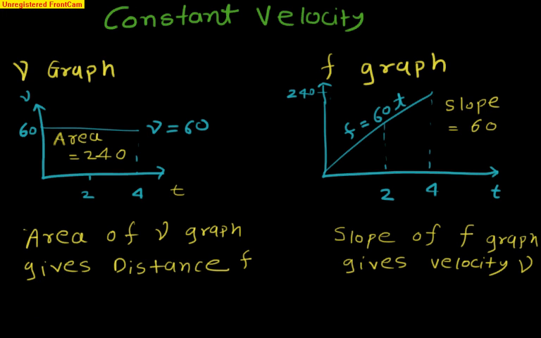Velocity is nothing but distance traveled by time. It means distance is nothing but velocity into time. Here velocity is constant throughout the time, which is 60, and suppose I want to find out distance at 4, that's 240. Which is nothing but also the area of this graph. Area under the v graph is nothing but distance.